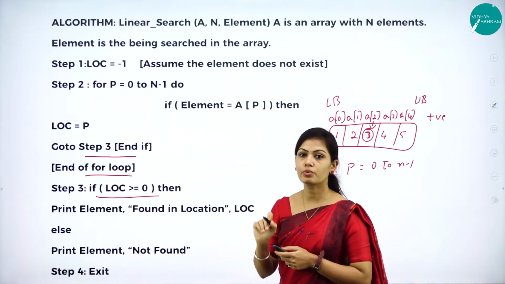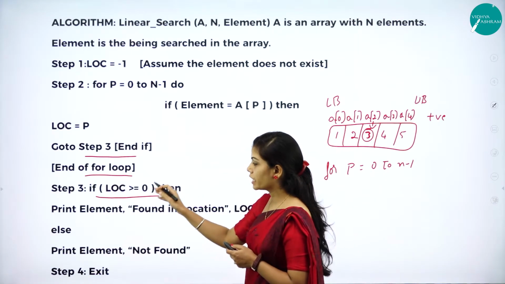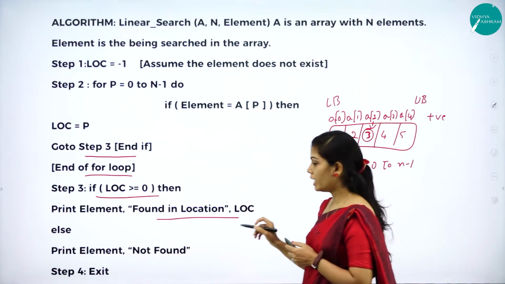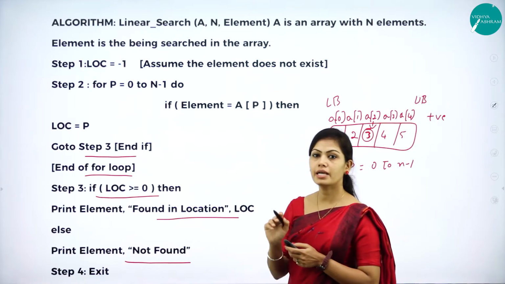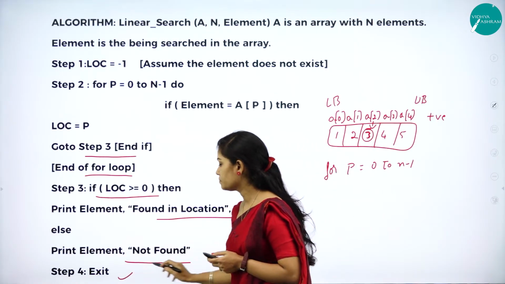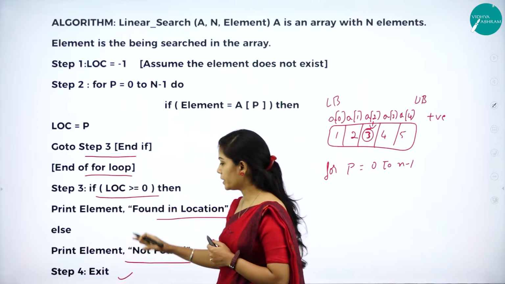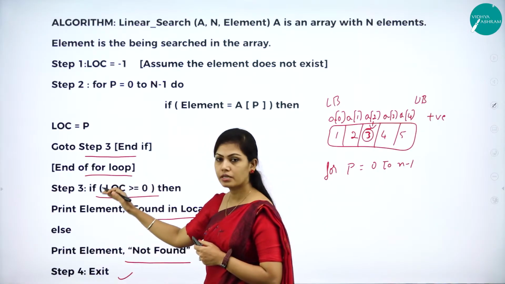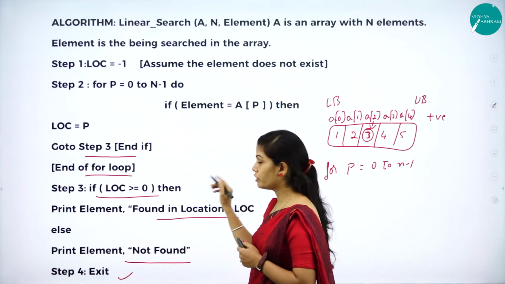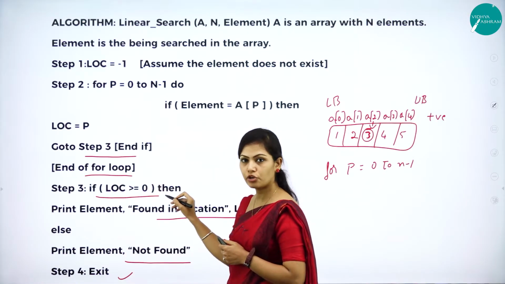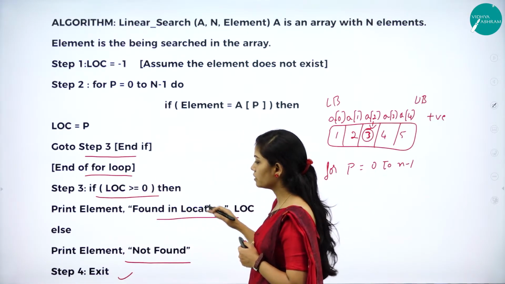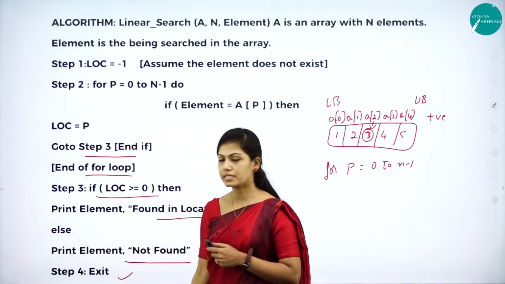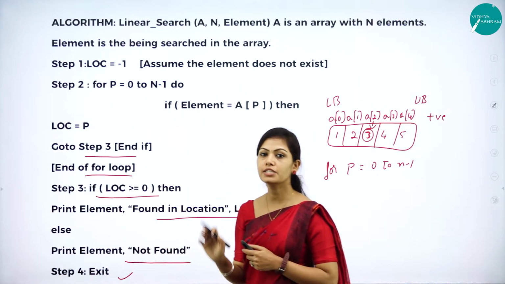if LOC is greater than or equal to 0, if your value is greater than or equal to 0, then print element found in location, and else print element as not found and exit. So if your element has been found, it prints the element, so the search is successful. If LOC is greater than or equal to 0, then it is found at that location; otherwise print element not found, then exit. This is your linear search algorithm.